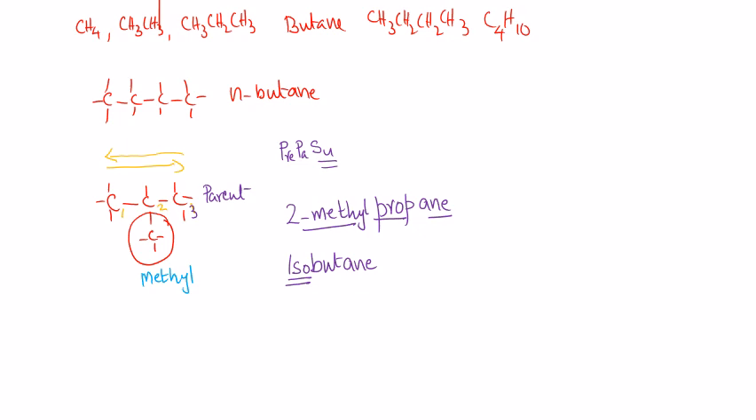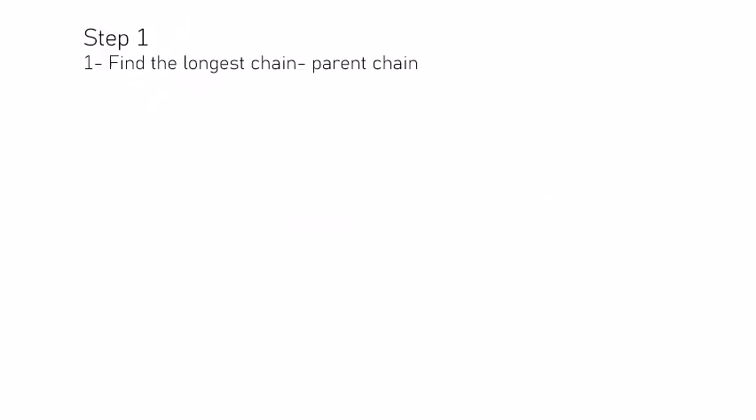So we can name it either 2-methylpropane, that's the IUPAC name, and the common name is isobutane. Which one you have to write depends on what the question asks. You may see isobutane quite often because that's a normal name. But if any test asks you to write the IUPAC name, then that is 2-methylpropane.